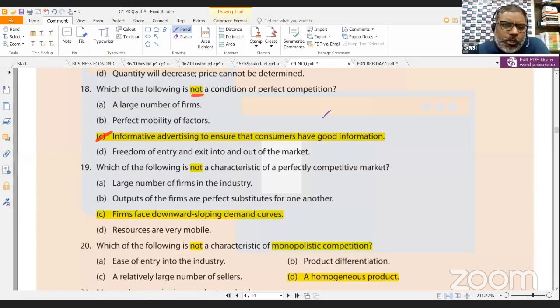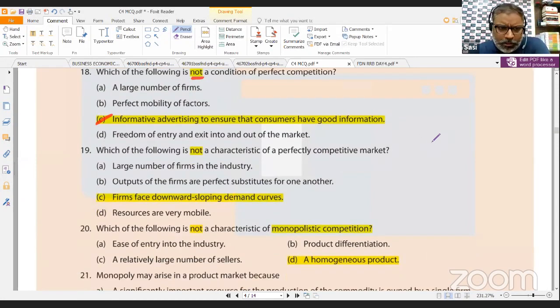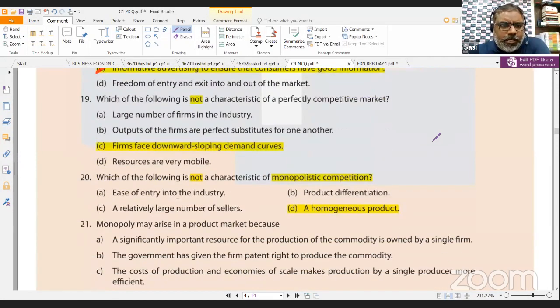It's not just going to be informative. Sometimes it is going to be highly competitive, and sometimes it will even encroach into others' territory. Sometimes it insults others also. So a lot of bad advertising can happen in other market types. But monopolistic competition and oligopoly are different. Monopoly does not require such things. But in perfect competition, advertisement itself is not at all a condition. So C is the correct answer for question number 18.